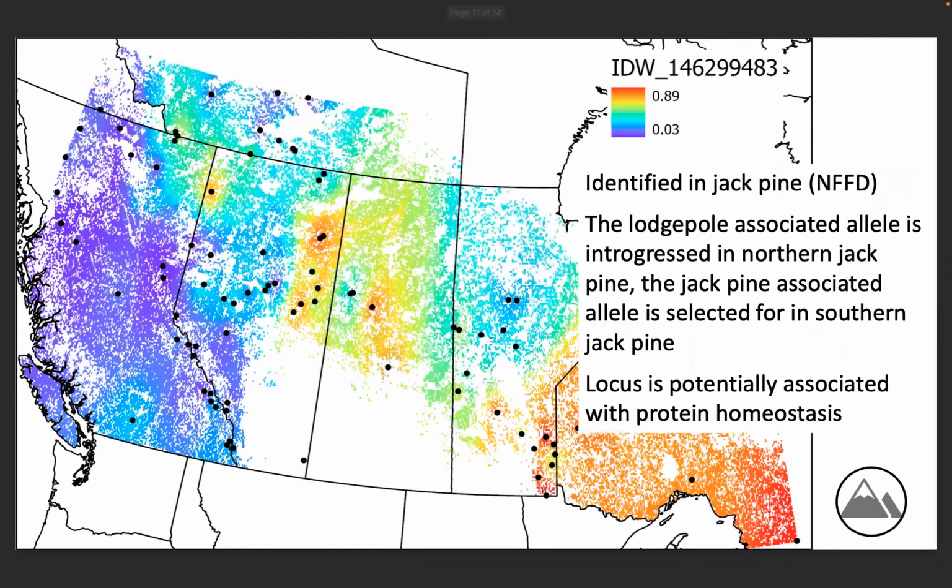Another pattern that we saw quite often, and this was identified in jack pine, and it was associated with the number of frost-free days. And in this example, the lodgepole allele, so that blue color, is introgressed in the northern jack pine more than you would expect based on neutral expectations. But in the south, the jack pine allele actually looked like it was selected for in jack pine. So in the south, that allele is really important in jack pine, but in the north, the lodgepole pine allele is more important. And this locus is potentially associated with protein homeostasis, which could do all sorts of cool things. We can make up fun stories when it comes to annotation.